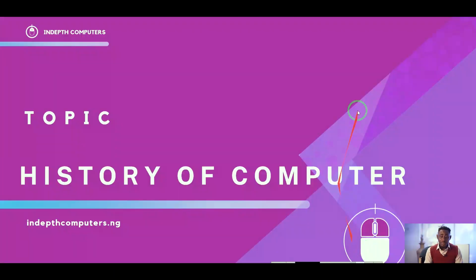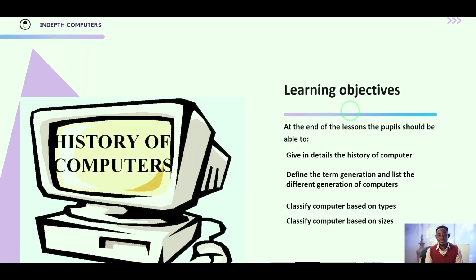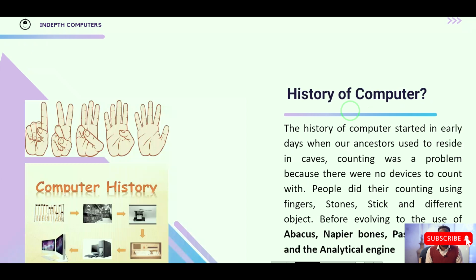Today we'll be talking about the history of computer. In this class, we will learn how computer started. We would be able to tell the detailed explanation of how computer systems started. We would also be able to differentiate between the different generations of computer. We would also classify computer based on types and their sizes. So this class is basically like a class where we talk about how computer started. It's like the history of computer.